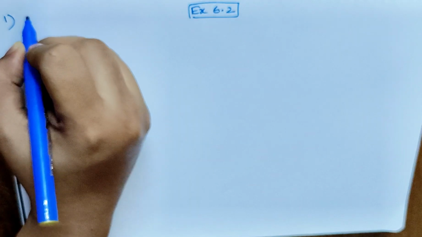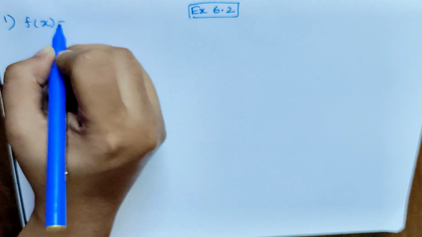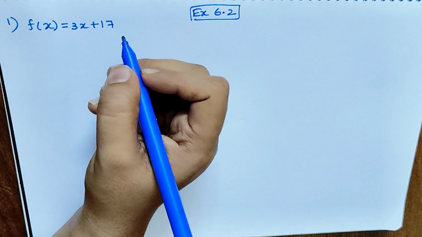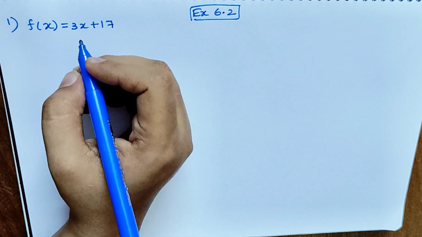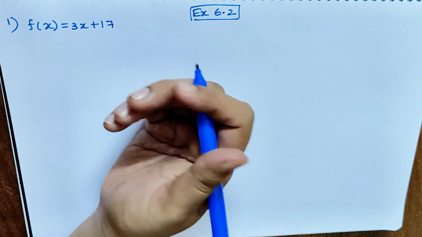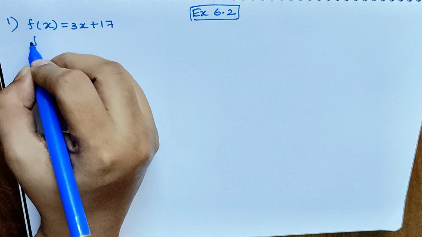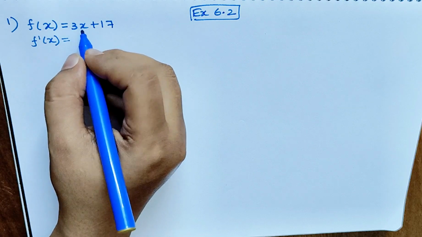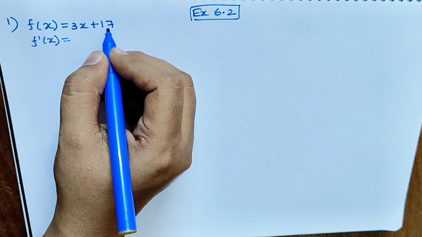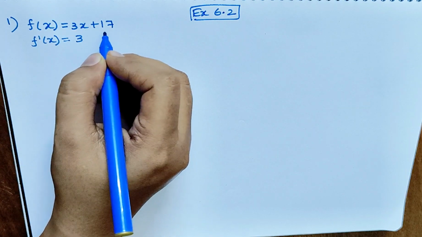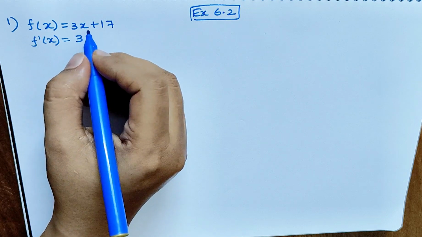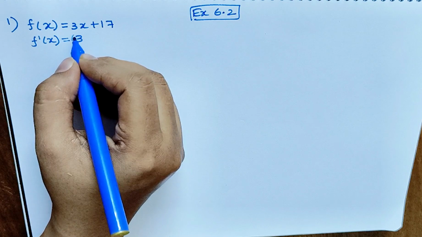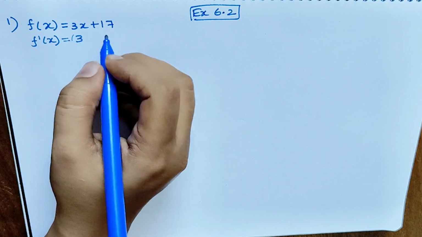Question number 1. We have to show that the function 3x plus 17 is strictly increasing on real numbers. To check whether it is increasing, strictly increasing or strictly decreasing, we need to find the first derivative of the given function. When we differentiate 3x plus 17 with respect to x, we get 3 into 1 plus 0, that is 3. Whatever the x value, we get the derivative as a positive, non-zero number.